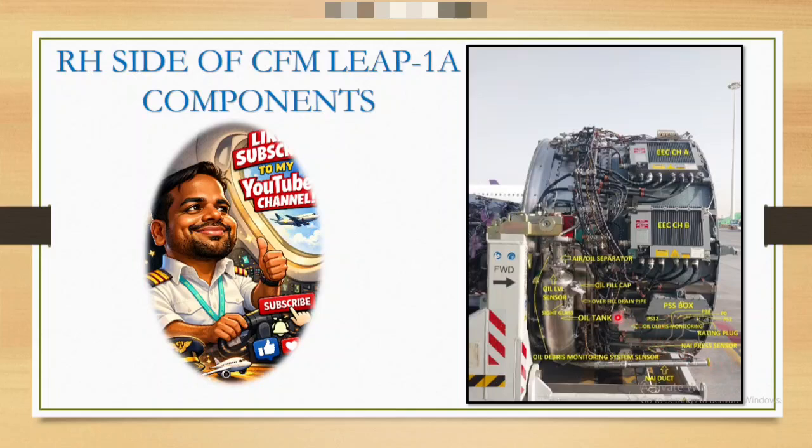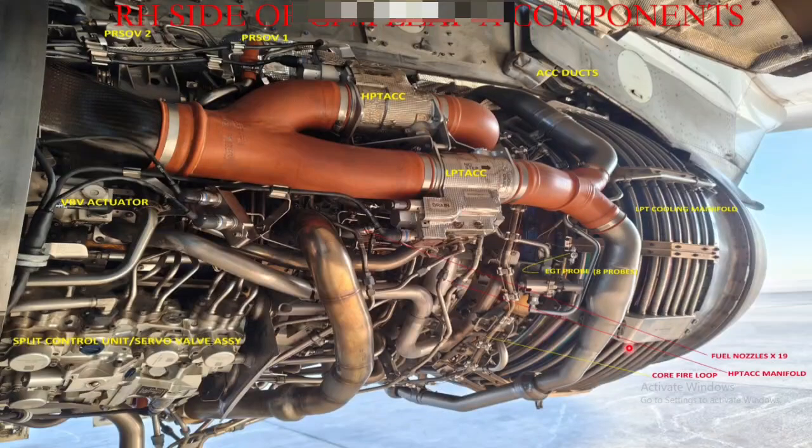This is an oil debris monitoring system sensor, and this is a nacelle anti-ice duct. This is your oil tank. This is your sight gauge. Here you'll find the oil level sensor, oil filler cap for oil servicing, and oil fill drain pipe. They will be connected with the forward drain mast. So this is just a general idea about the right fan cowl engine component location.